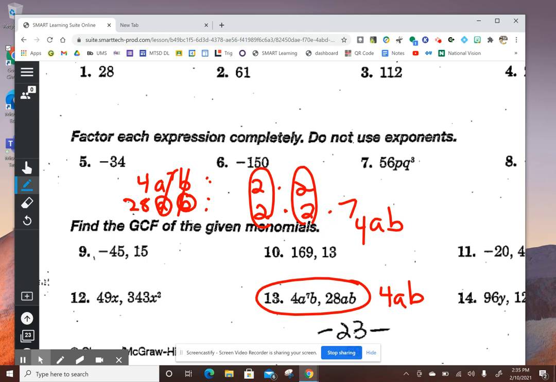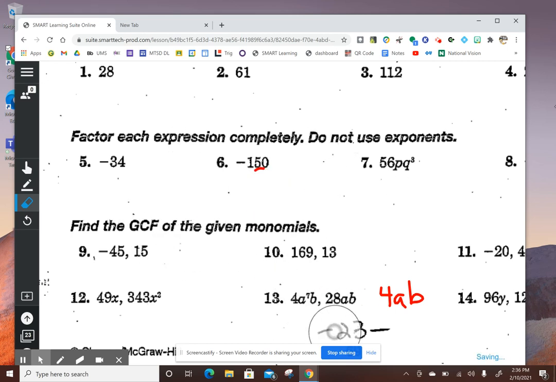Okay, so again, I did want to go over this, but most of what you're going to do when you're finding the GCF is going to be stuff you can do in your head. So let's turn the page.